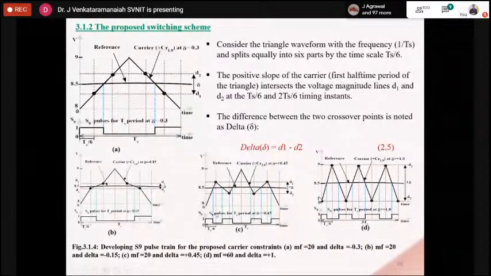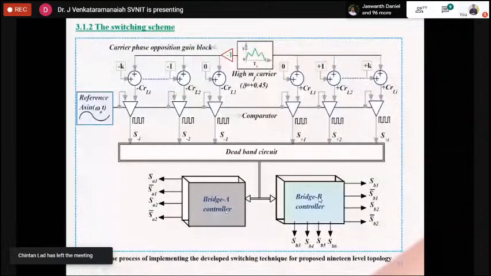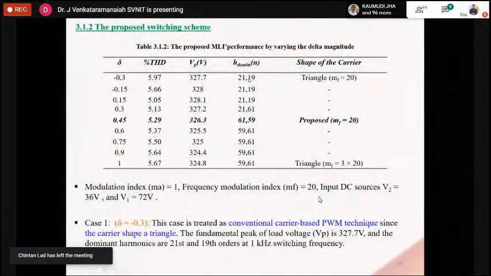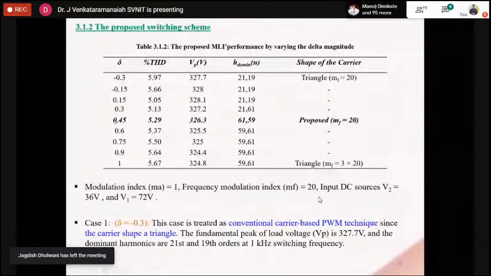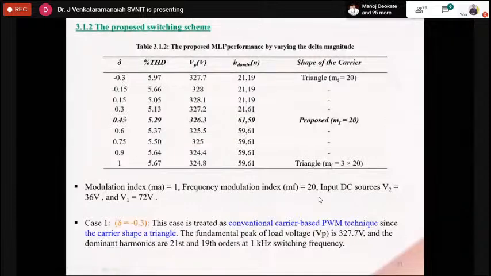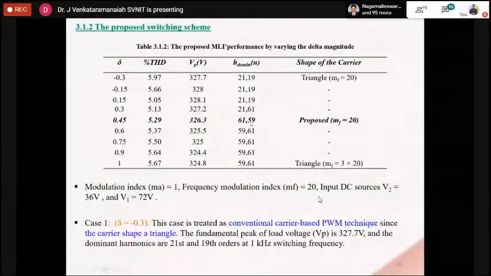For this, I will take the carrier waveform where delta is plus 0.45, and these are the results I have seen from the configuration. See, we can see the variation of the delta. At delta 0.45, the THD value for the 19 level is 5.29, and the peak value is more or less the same in all the cases, but the interesting result is here.